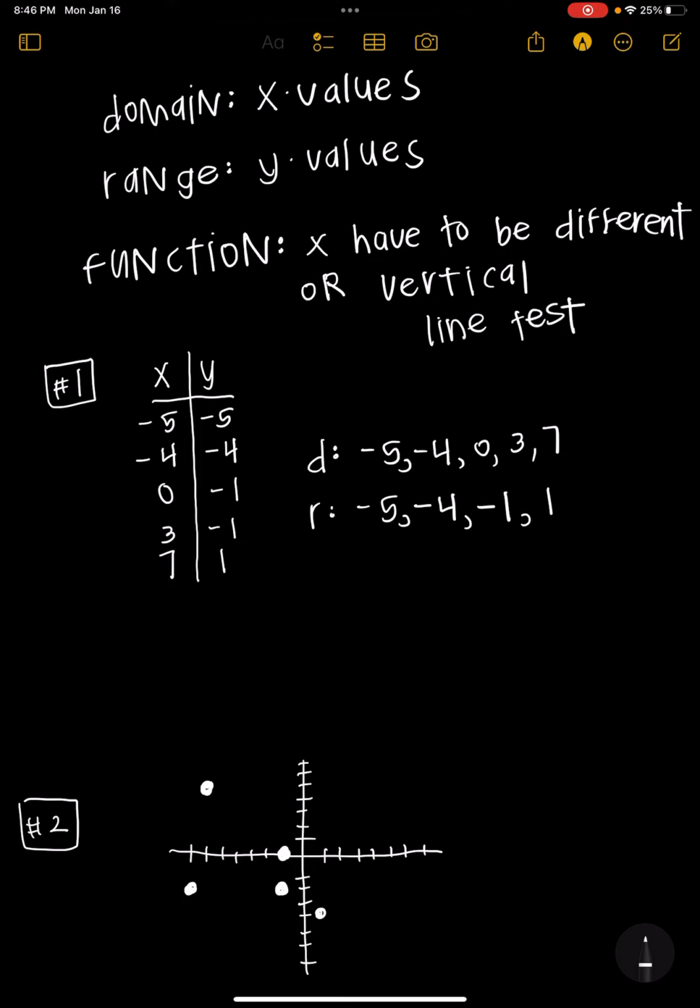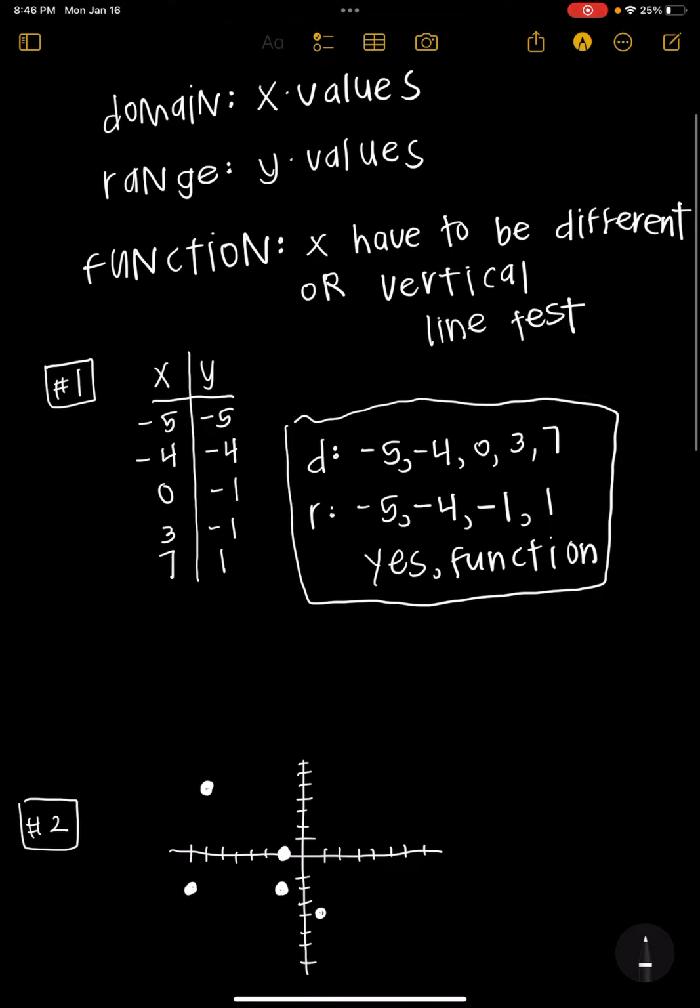Now we have to decide if it's a function. And it's a function if all of the x values are different. In this case, all of the x values are different. So we can say, yes, it's a function. Yes, function. So it didn't matter that some of the y values are the same. We don't care about the y's. We only care if the x's are the same.